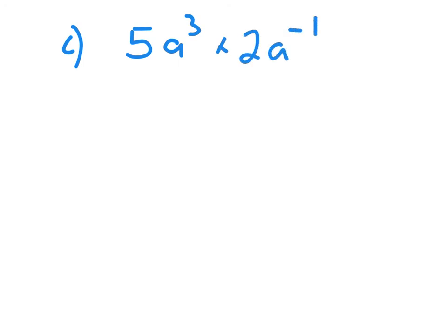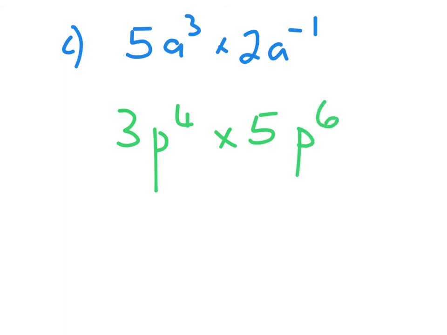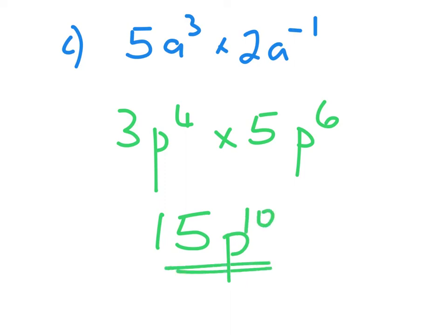For the ones that involve numbers, like part C for example, now part C says 5a cubed times 2a to the negative 1. I'm not going to do that one. Let me do instead 3p to the power 4 times 5p to the power 6. I would do the 3 times the 5 first of all to get 15, and then I would do the 4, and because it's a times sum, add 6 gives us p to the power 10. Okay, that's not the answer. You do the blue question.